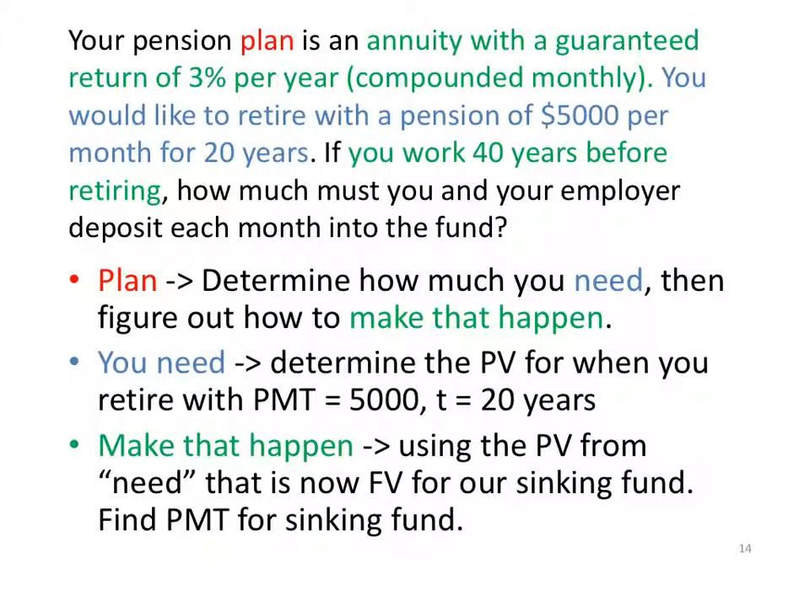In our first example, this is going to take a few slides, so we're going to work through it. We use a couple of formulas. Your pension plan is an annuity with a guaranteed return of 3% per year compounded monthly. You would like to retire with a pension of $5,000 per month for 20 years. If you work 40 years before retiring, how much must you and your employer deposit each month into the fund?